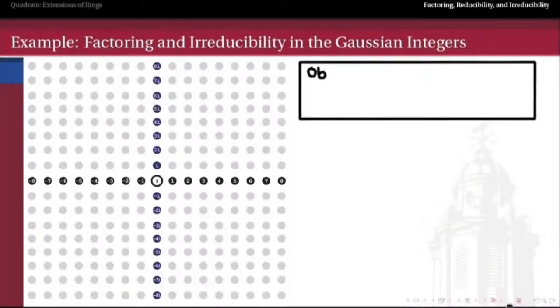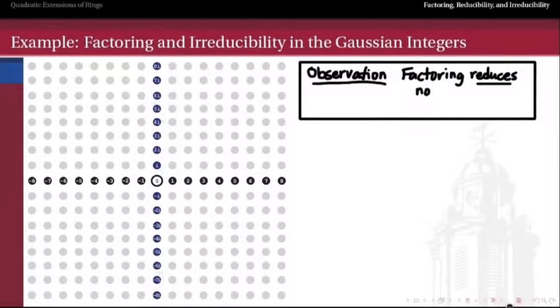All right. So let's look at the example of the Gaussian integers again and start with an observation. Because of the multiplicativity of a norm function, if I'm able to factor a reducible number in one of these rings, then each of the factors that it factors into has to have a norm that's smaller than the norm that I started with. So factoring is going to reduce the norm of a reducible number, hence the word reducible here. So let's think of an example.